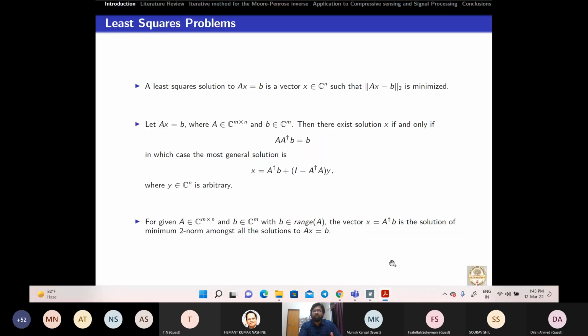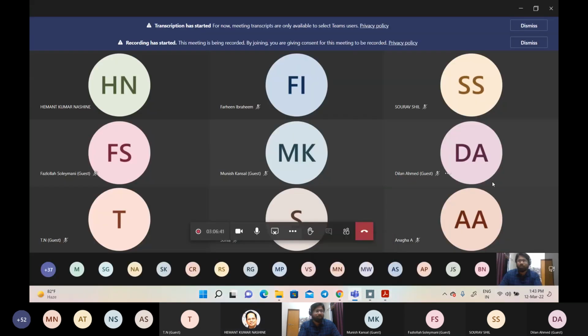So this also tells the importance of Moore-Penrose generalized inverse solutions among all those solutions. Any queries on this? This was one of the main reasons to study the Moore-Penrose inverse. If you have any queries, you may ask at this moment.